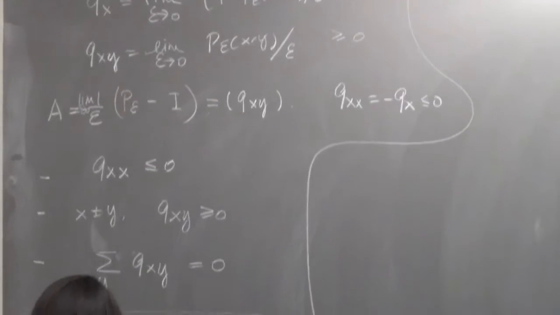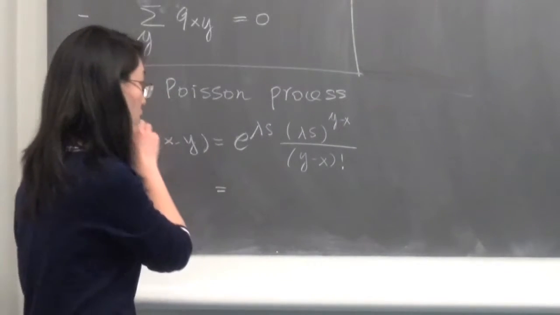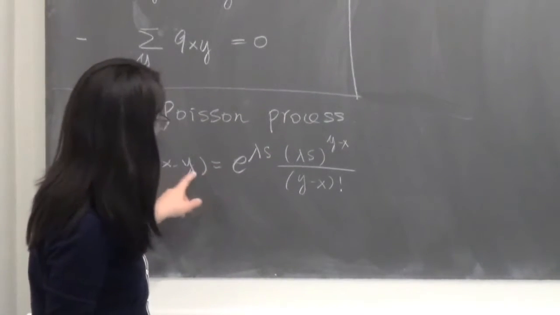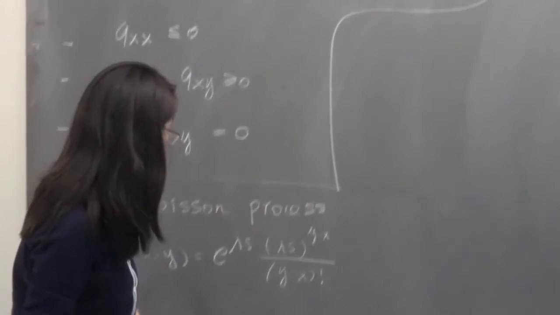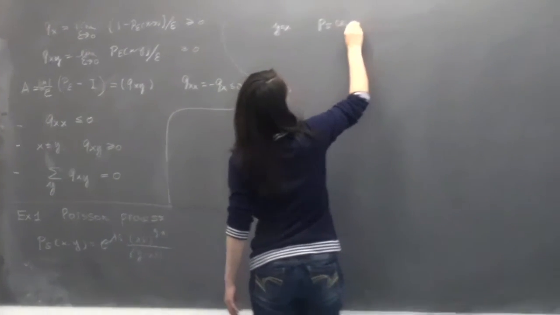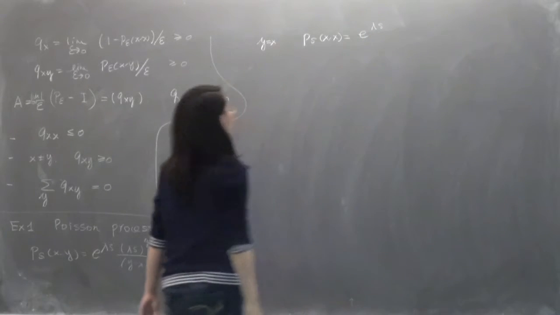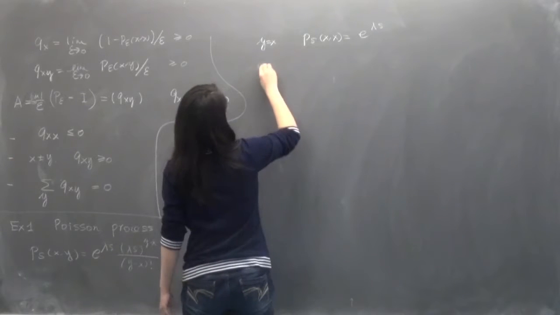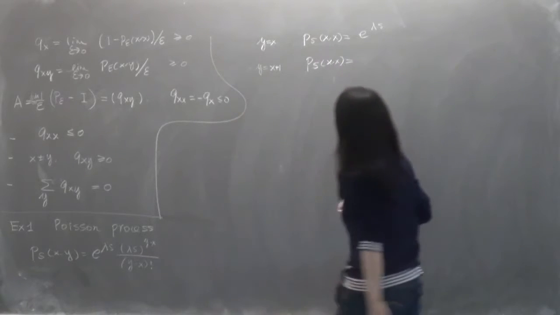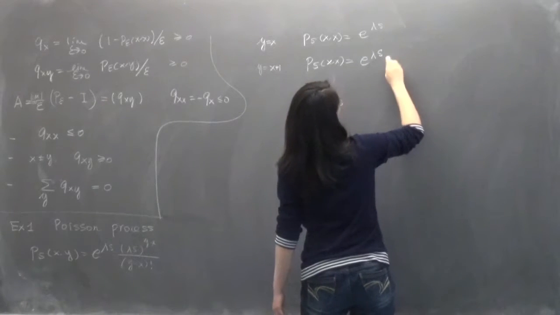So now we want to take the right derivative as s goes to 0. So we only look at the first 2 terms of the possible right-hand side. Here we see that if y equals x, then p s xx equals e to the power minus lambda s. And if y is x plus 1, then p s x, x plus 1 is e to the minus lambda s times lambda s.